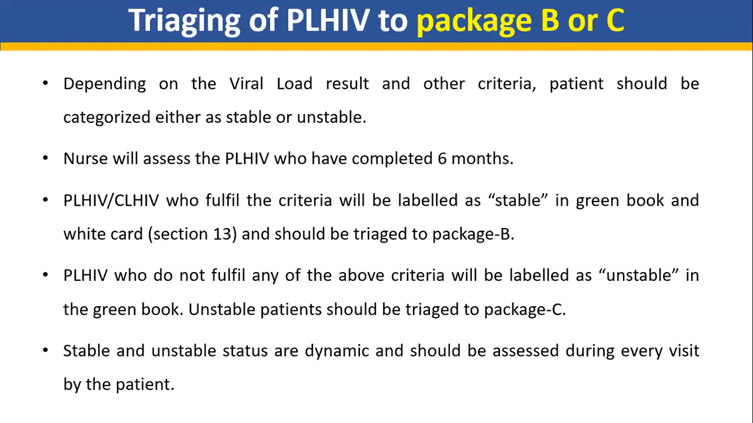And those people who are not fulfilling the stable criteria will come into the package C services, and their white cards can be tagged with the red sticker, so that they are under close follow up and monitoring. So stable and unstable criteria is actually dynamic, and this should be assessed during each visit to the ART center. When we are interacting with the patient, we can assess whether they are fulfilling the stable or unstable criteria.